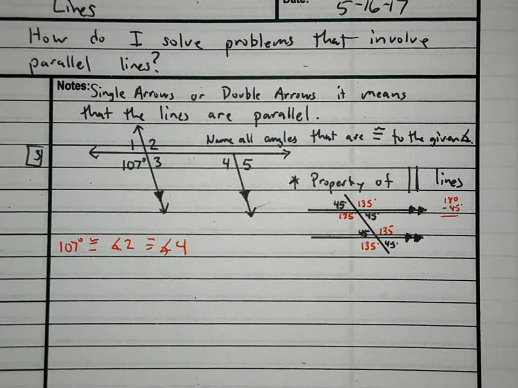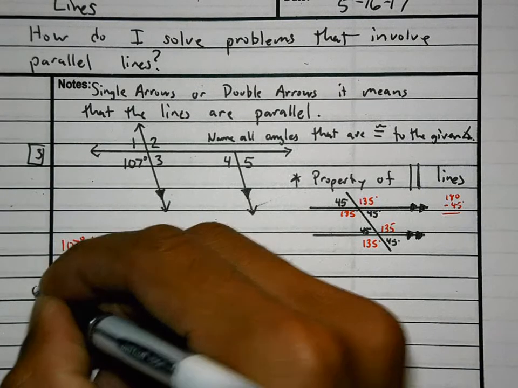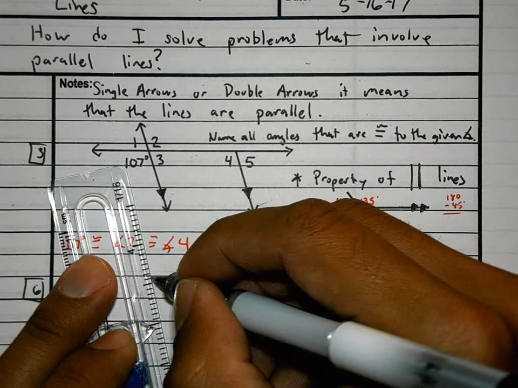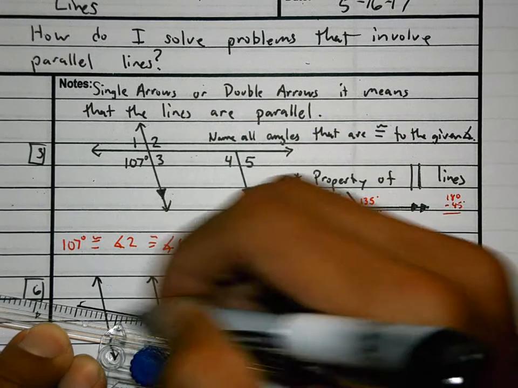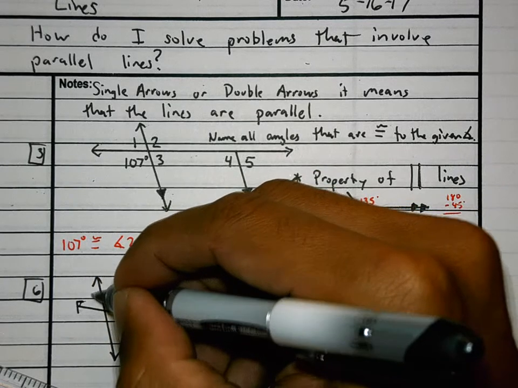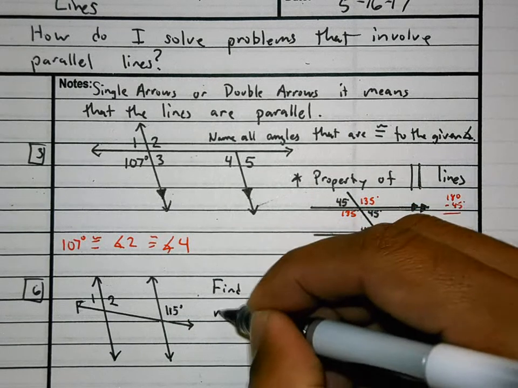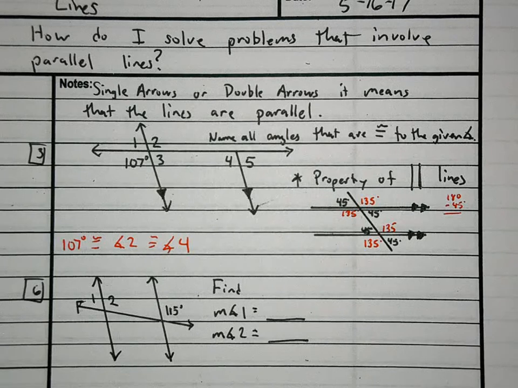Okay? Then we start to get to the harder questions. The harder questions look like number 5, 6, and 7. So I want to show you number 6. This is what number 6 looks like. 115 degrees. Find the measure of angle 1 and the measure of angle 2. Oh, you guys can't see that. Let me scoot it up for you.